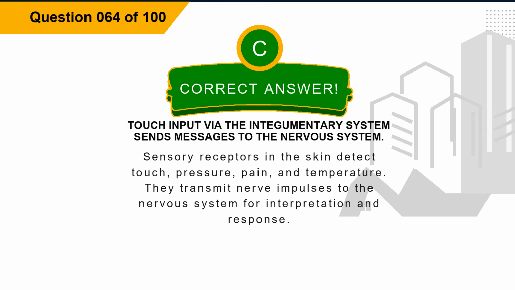The correct answer is option C. Touch input via the integumentary system sends messages to the nervous system. Explanation. Sensory receptors in the skin detect touch, pressure, pain, and temperature. They transmit nerve impulses to the nervous system for interpretation and response.